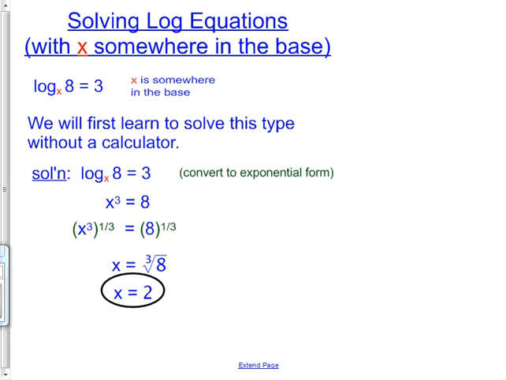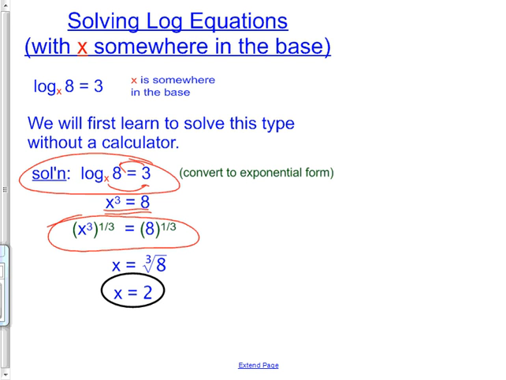So, as I said before, we're going to figure out how to do it when it's in the base. And this guy right here is a typical example problem. You just rewrite it, x to the 3rd equals 8, like that. And how do you get the 3 off of there? You put it to the 1/3 power. And then 8 to the 1/3 power is the same as the cube root of 8, which is 2.